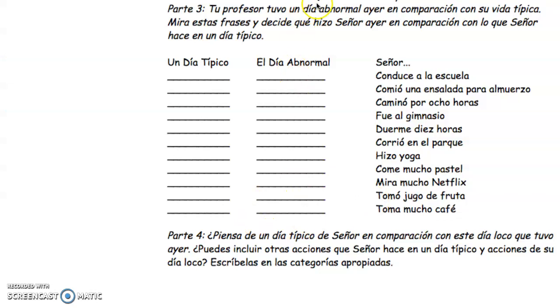So if you don't speak Spanish, I'll just explain this. This is what did Senor do yesterday? So this is saying Senor had a really, really weird day in comparison to his normal life. So decide whether each of these sentences is talking about something Senor did during a typical day or something that Senor did yesterday. The catch with these sentences is that some of them are really normal things to do, like driving to school, and some of them are really healthy things, like eating a salad or walking or going to the gym, all things that I really don't do. So the healthy things are part of the weird day, and the normal things are part of the normal day.